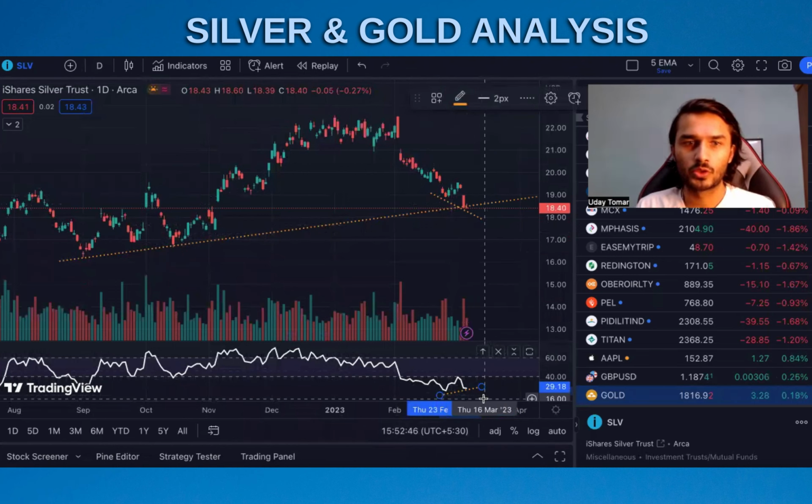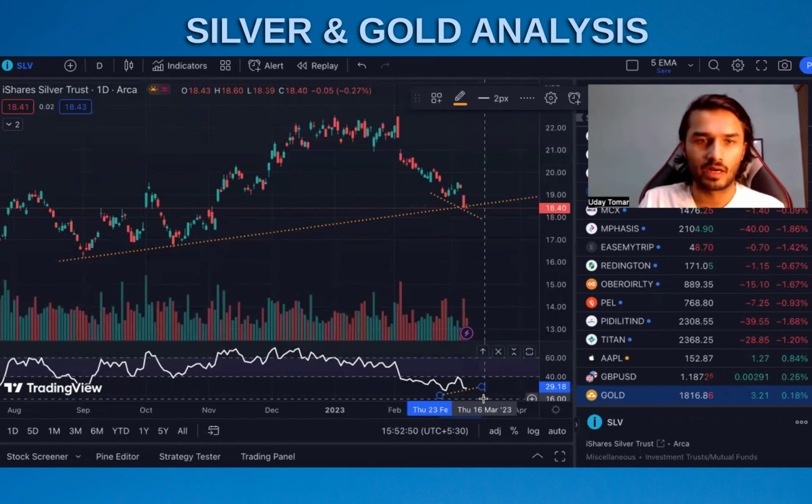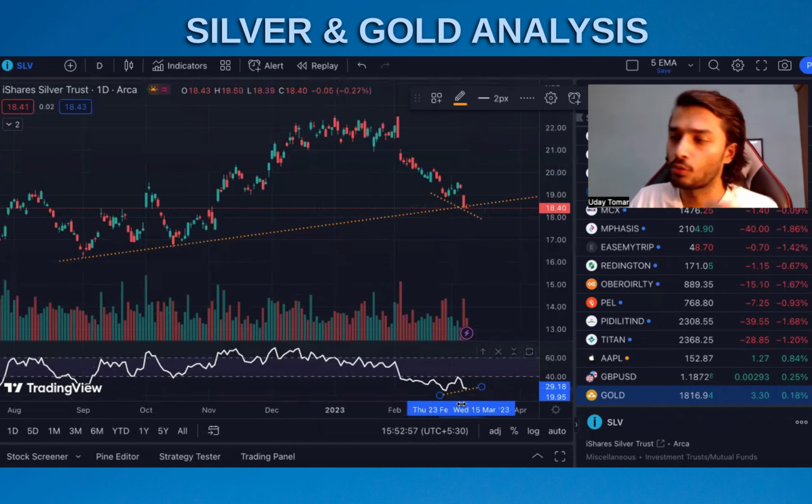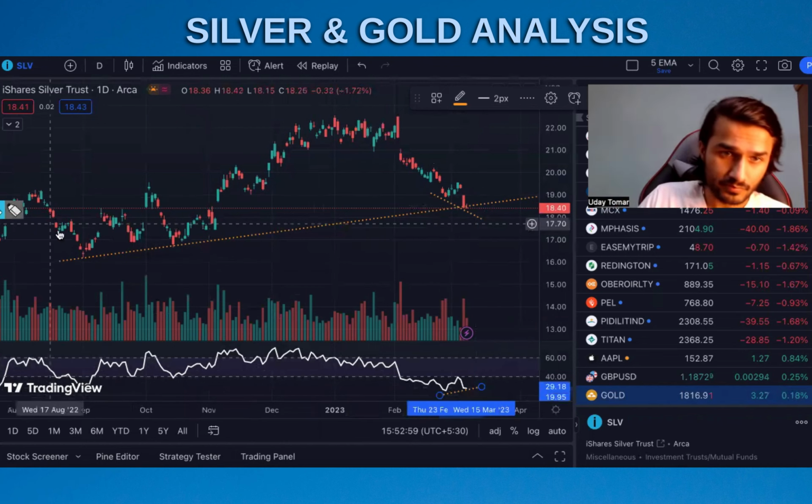So 2 points which we noted is that we are coming towards the trend line support. We are around the trend line support. 18 could be the crucial level for SLV, the silver chart, and there is a bullish divergence as well.